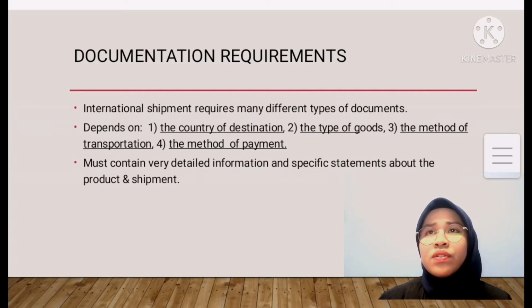The documentation requirement is that an international shipment requires many different types of documents, and it also depends on the country of destination, the type of goods, the method of transportation, and also the method of payment. And this documentation must contain very detailed information and a very specific statement about the product and also the shipment.